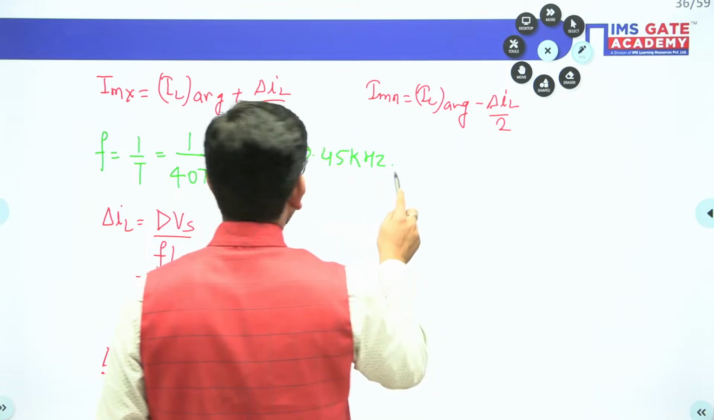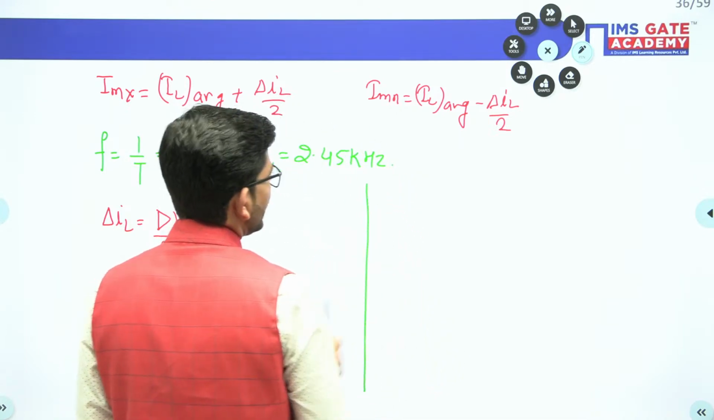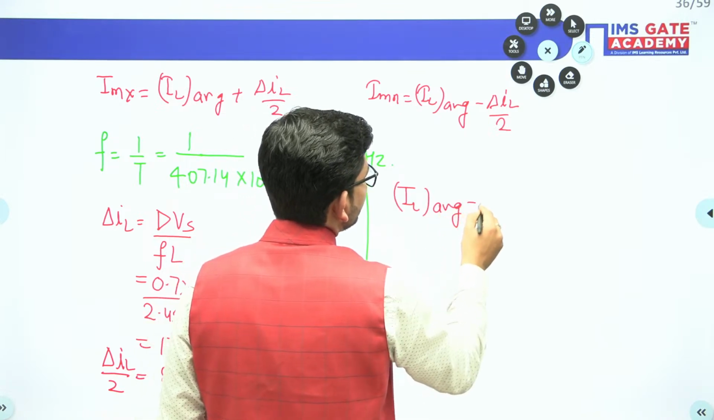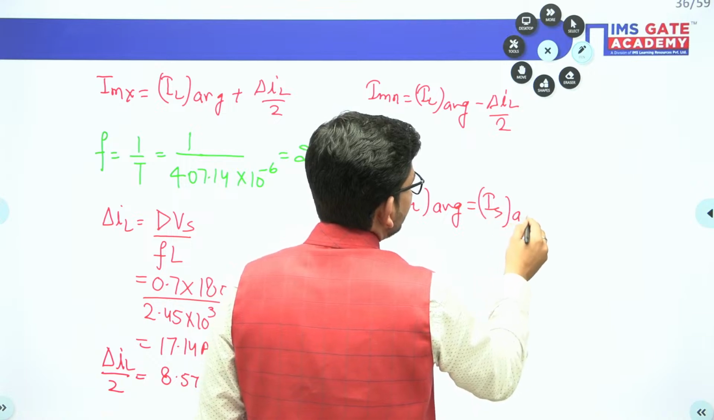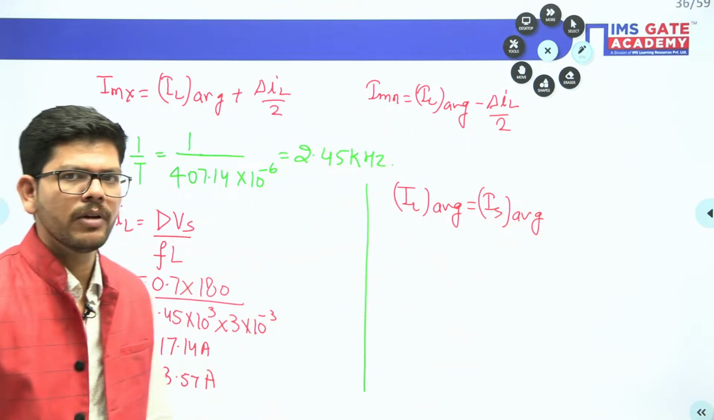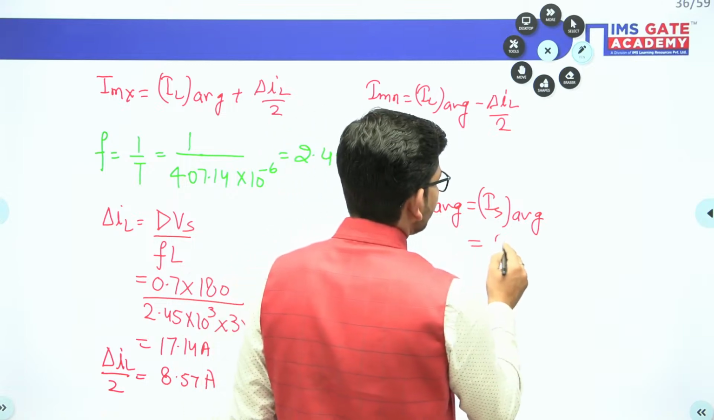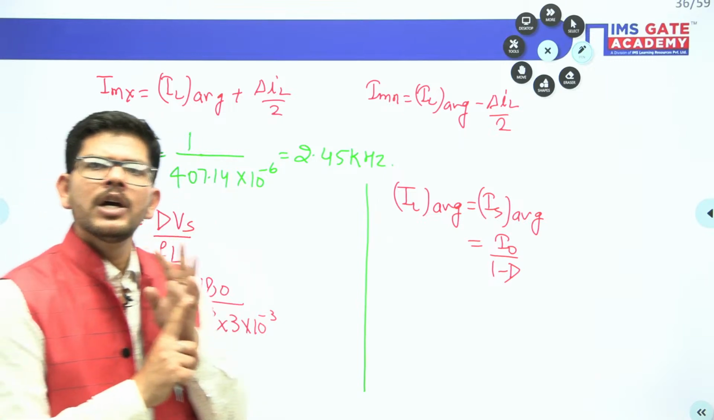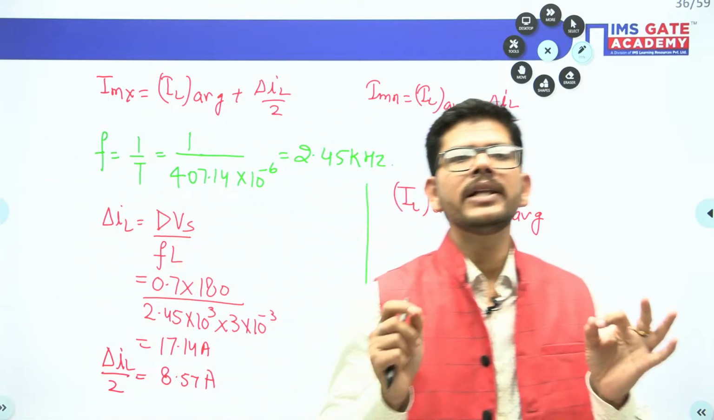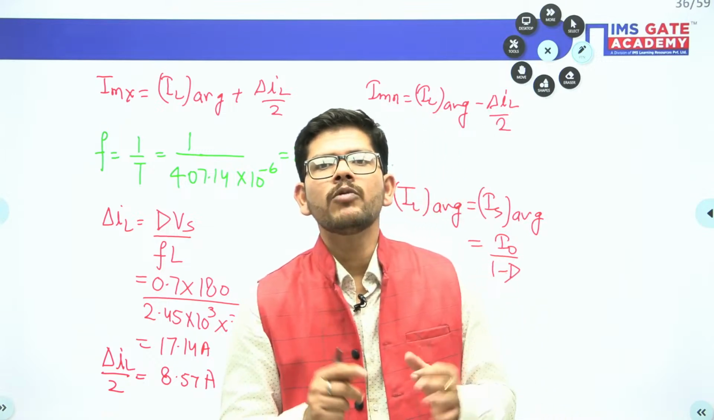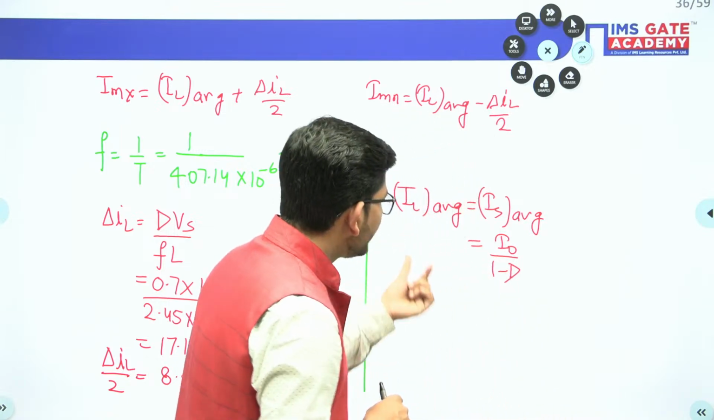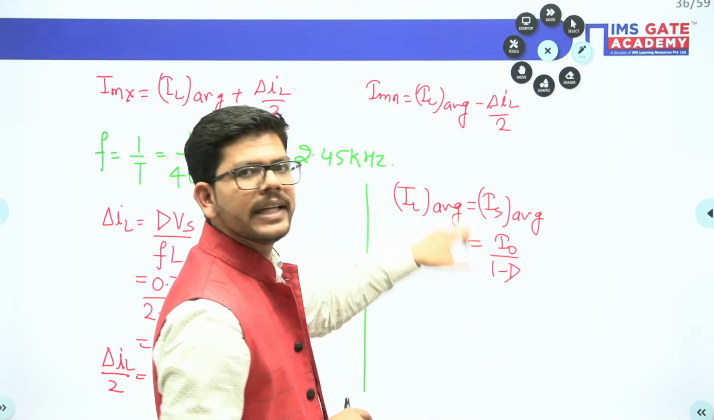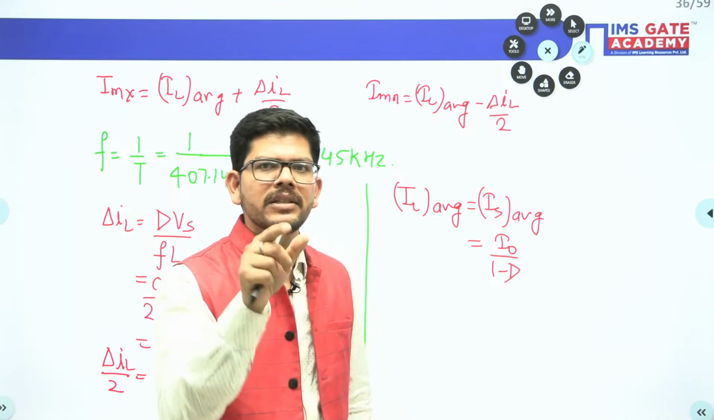So guys, for IL average, tell me what is the value of IL average in a boost converter? It is equal to the same IS average we have seen in the previous problem. Now how do we calculate IS average? It is I naught upon 1 minus D. Whenever you have to calculate the source current, just remember what formula that particular converter has for output voltage. The output voltage formula is V naught equals Vs upon 1 minus D. So the same formula you will apply for IS. IS will be I naught upon 1 minus D. This is how you can remember this.